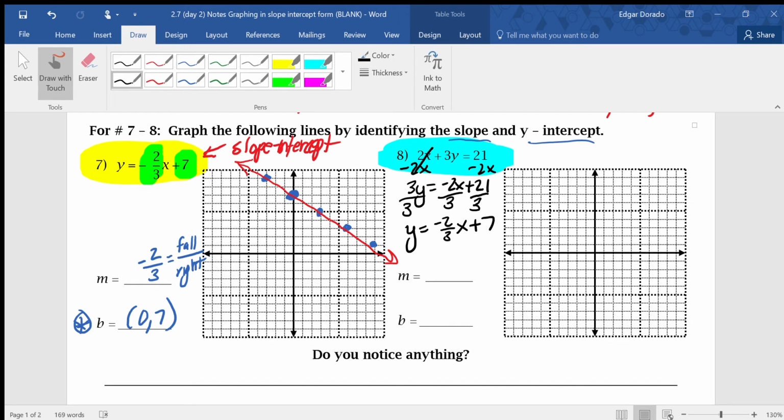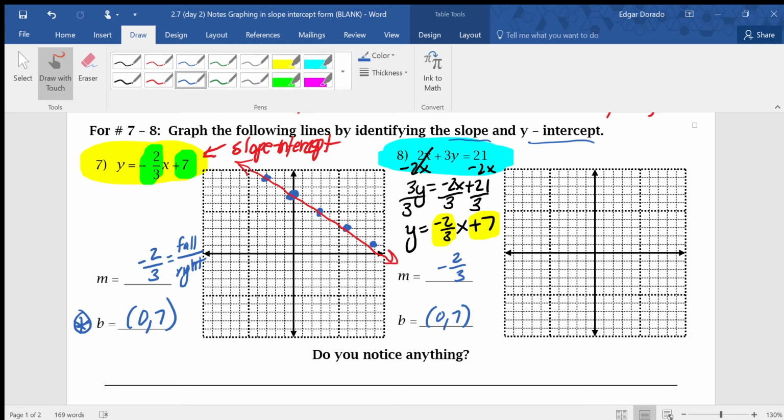Okay? And actually, what do you guys notice right away? Well, our slope, now that it's in slope-intercept form, is -2/3. Our y-intercept is 0, 7. Isn't that the exact same thing we have in the previous problem? Okay? And it is. It's exactly what we have in the last problem.